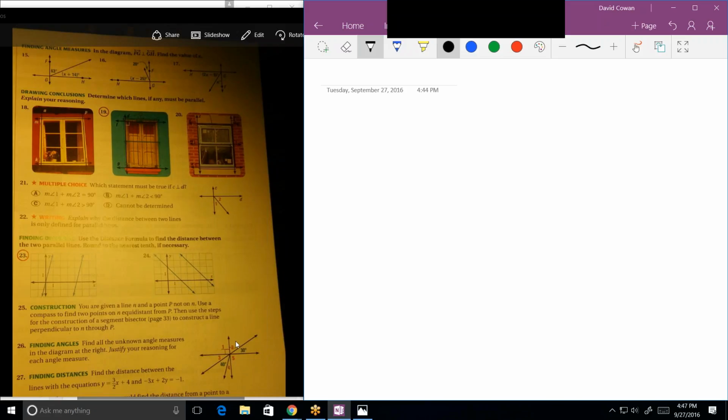How about angle 3? Well, what's angle 3, and why? Angle 3 is 30 degrees because vertical angles are congruent. Cool. What's angle 4? Wait, give me a second. Vertical angles congruent theorem.